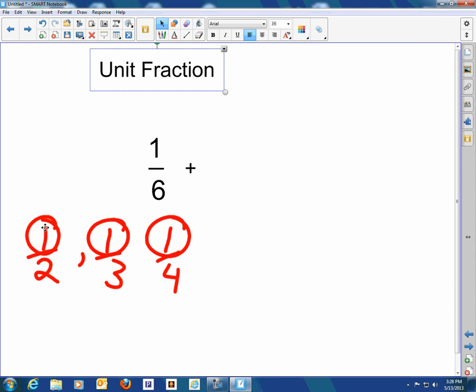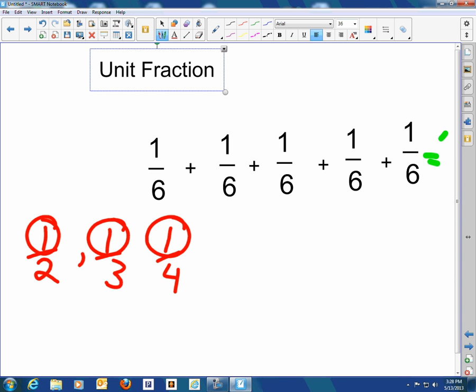If I were to take the sum of unit fractions, I could take 1/6 plus 1/6 plus 1/6 plus 1/6 plus 1/6, and this is going to equal 5/6. And when we have 5/6, that is a fraction, which we got by adding unit fractions of 1/6 together.